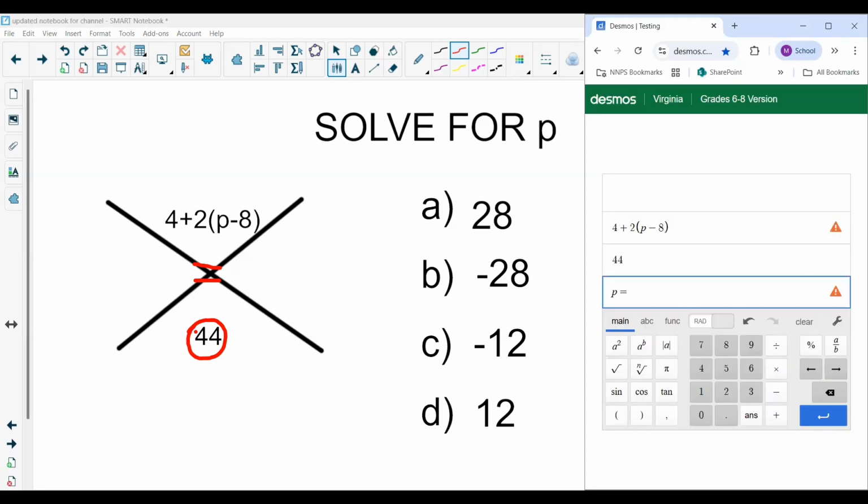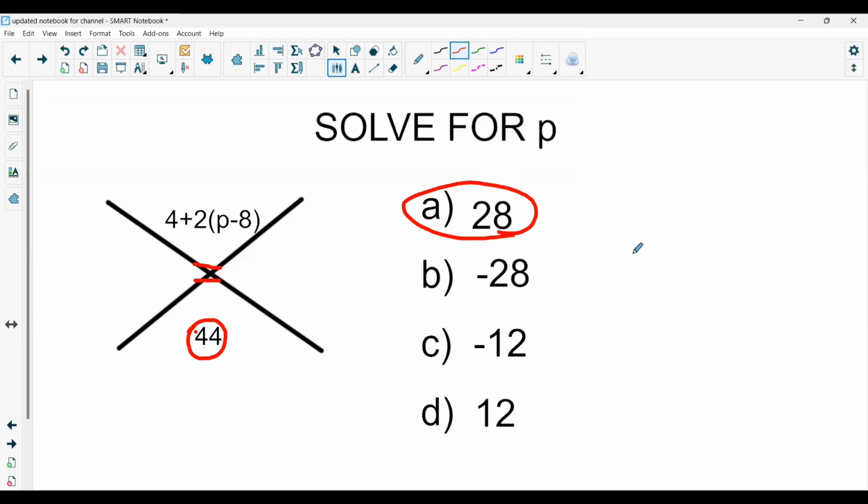We want it to be equal to that. Okay, so let's try P equals 28. Oh, it's my first one. You see up here, it equals 44. Okay, if I read this here at the top with the answer, it's going to sound just like me reading it over here. Okay, so my answer was A, 28.